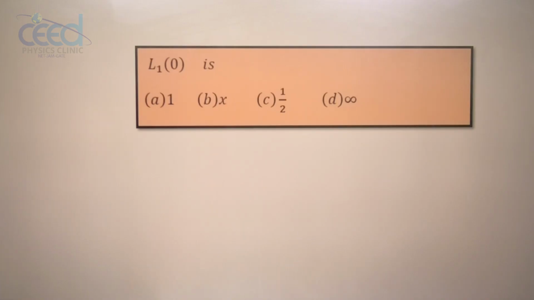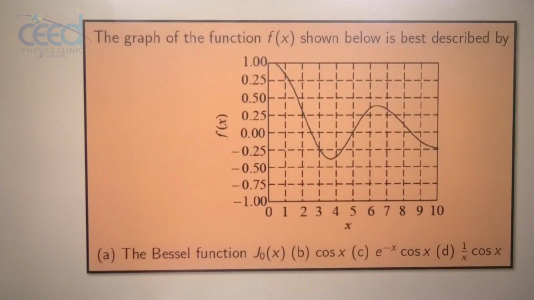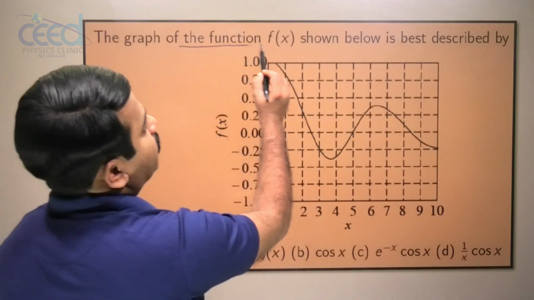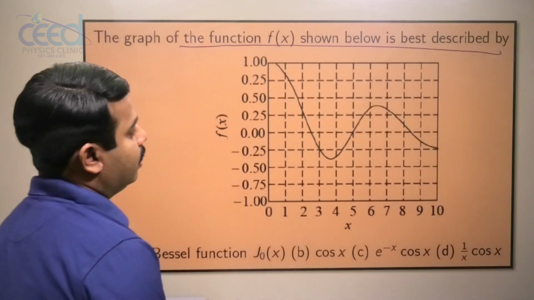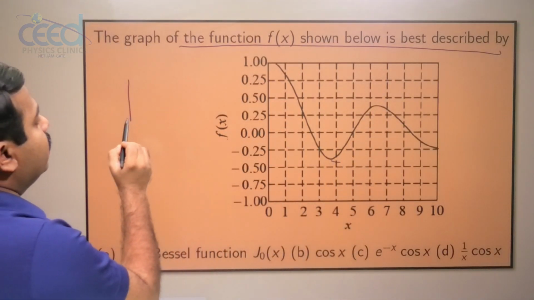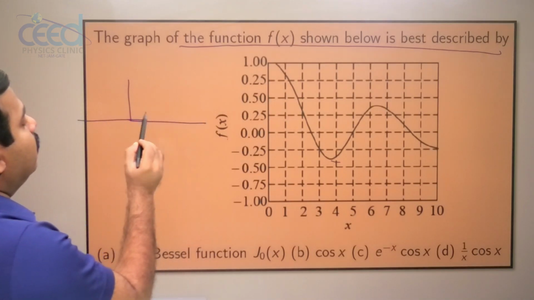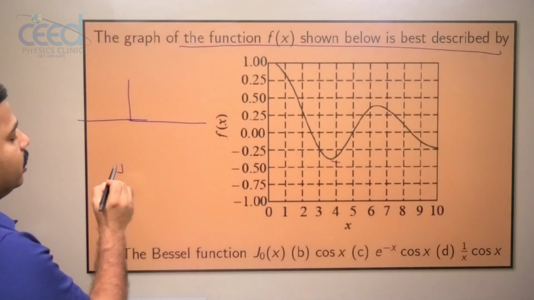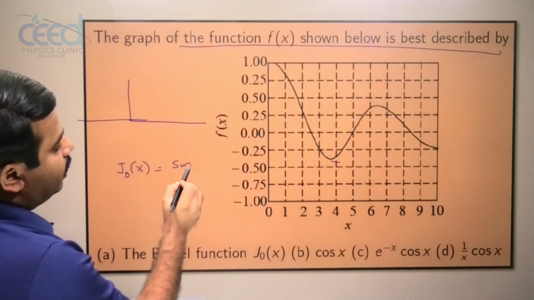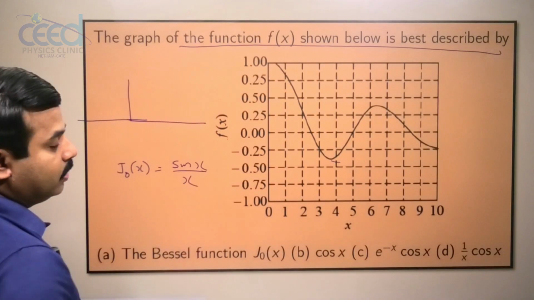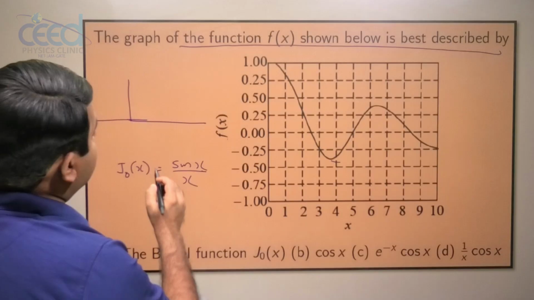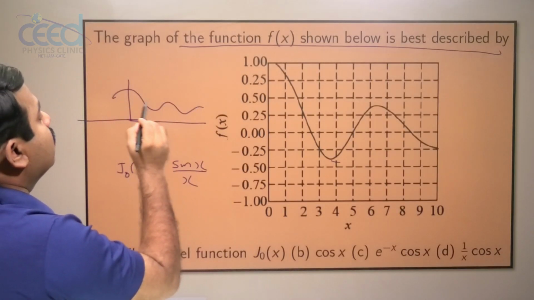Next question is, see the graph of the function f of x shown, described by which function? See, this graph is which graph? We already studied the spherical Bessel function J0 of x. We derived that it is sin x by x. The sin x by x graph, how we drew it, that is like this.